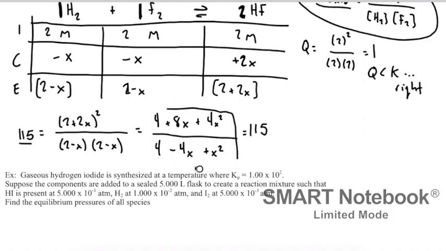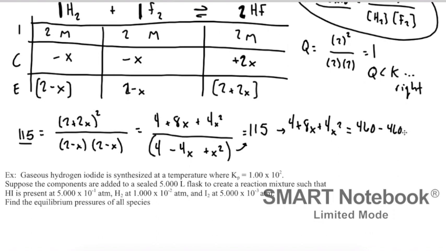If you are not, maybe you want to get this in a simpler way, combine all your like terms. So I'm going to multiply this over here. And so the whole thing is going to become 4 plus 8x plus 4x squared equals 115 times 4 is 460 minus 460x plus 115x squared. Combine like terms.